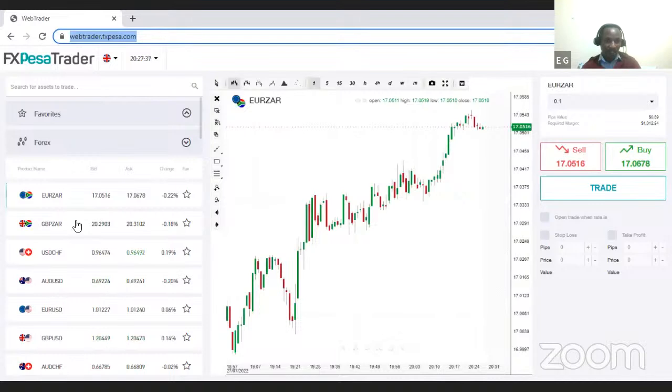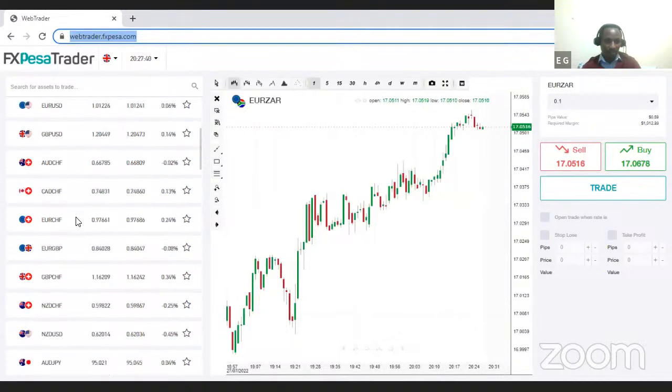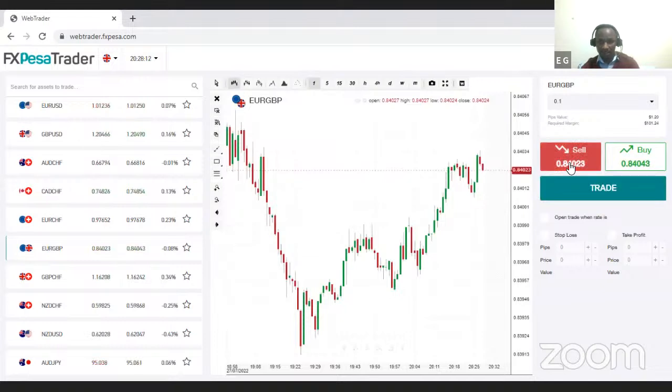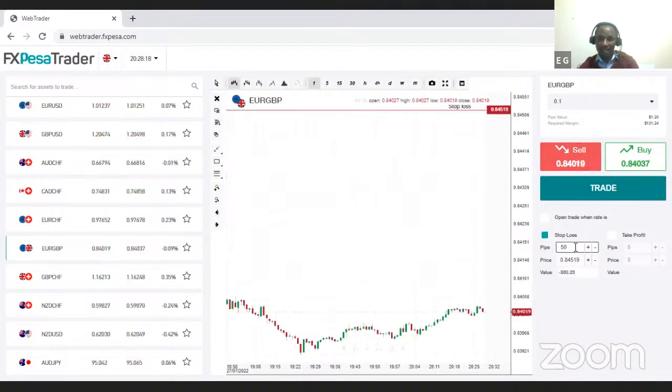Excellent. So we were looking at Euro GBP. I've just demonstrated how to add ATR on the MT4 and how to get the ATR reading. Euro GBP has a reading of 12 pips. If, for example, you are looking to set a sell position on Euro GBP on your FX Pesa, it's quite easy. You'll just select the pair, then if the position is to sell, you'll click the selling price. Once you click the selling price, you'll then activate stop loss and take profit.